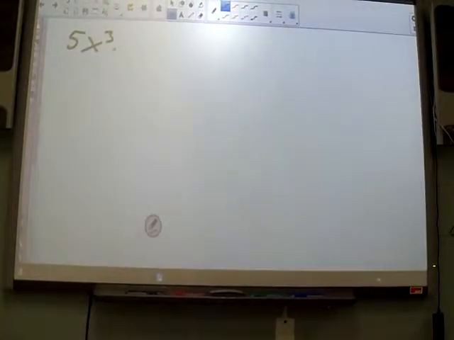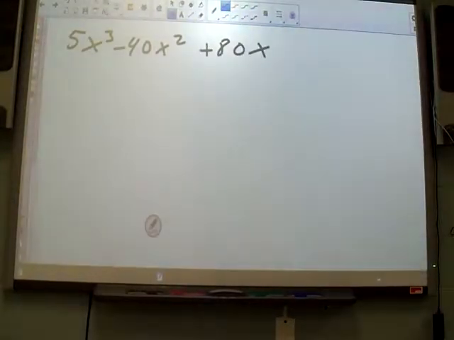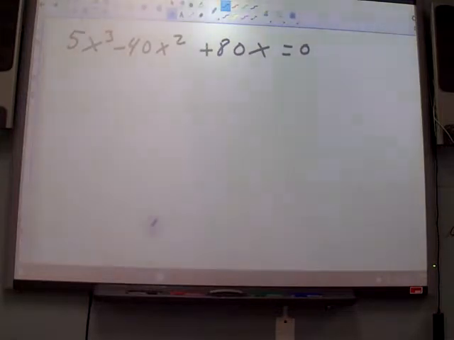Alright, so let's jump in feet first. I've got 5x cubed minus 40x squared plus 80x is equal to 0. And our directions say to solve.